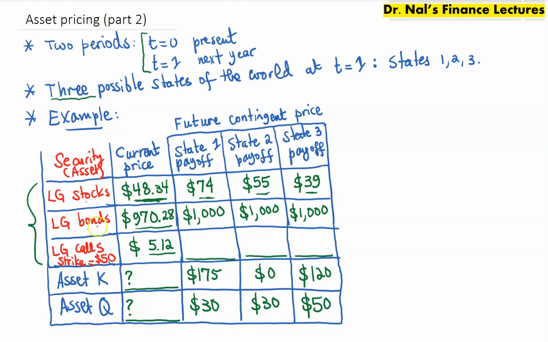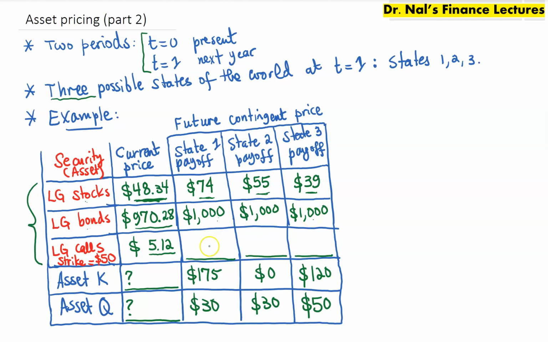So we do the same thing for LG bonds and call options. It's interesting: for LG bonds, because it's a bond contract, regardless of the future state, it always gives a $1,000 payoff where the current price is $970. So once you invest in that bond, you pay $970, and a year later you are guaranteed to receive $1,000 regardless of the future state of the world.